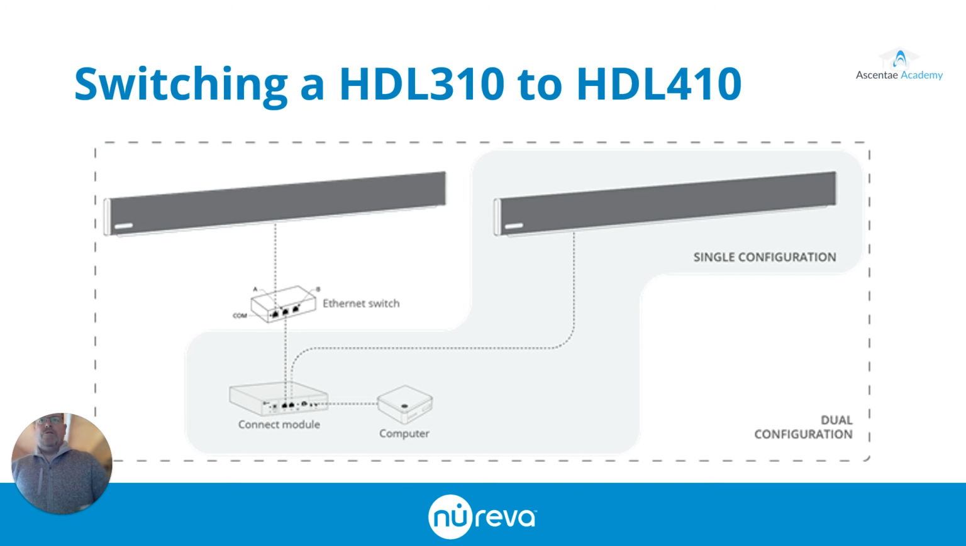So when the Ethernet switch is set to output B, there is no cable connected to output B, so you're in single configuration. When it's turned to output A, the Connect module now has 2 soundbars attached, and therefore you're in open room with both soundbars active.